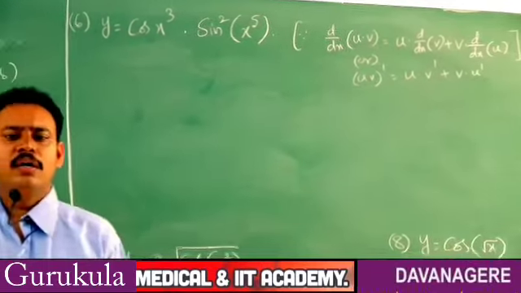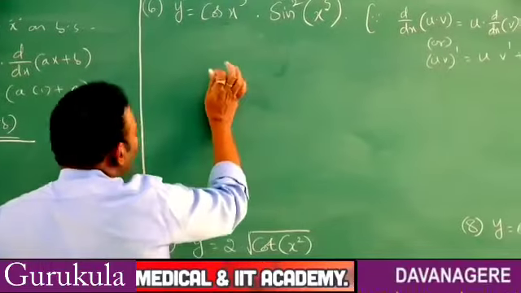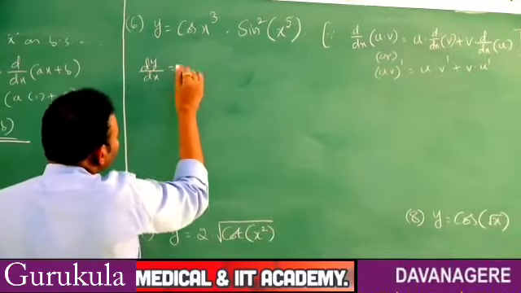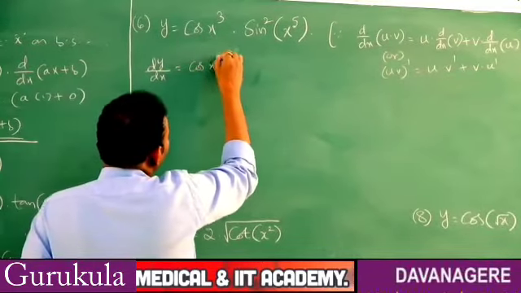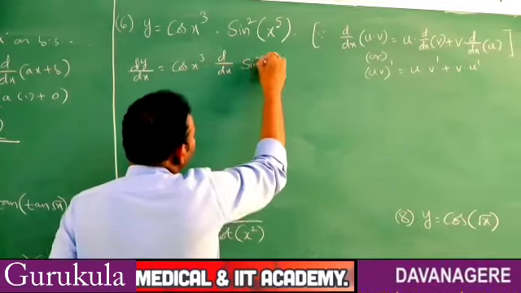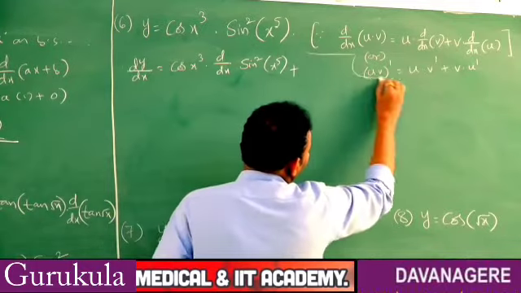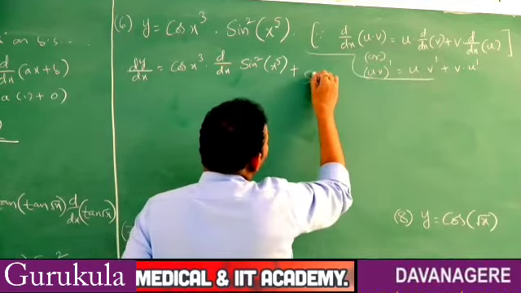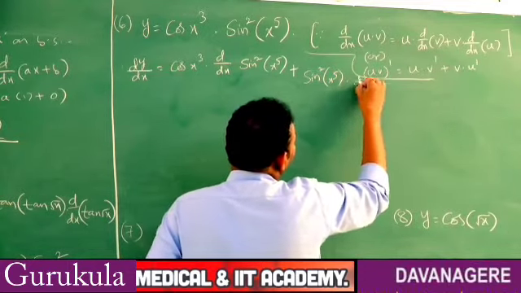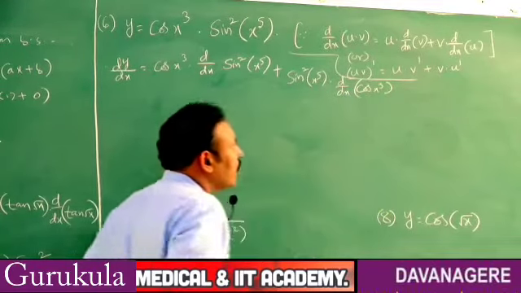Chain rule in differentiation. Okay, for the product rule, dy by dx is equal to first function into the derivative of the second function. Sine square x to the power of 5 plus, students, here sine square x to the power of 5, we write here d by dx of cos x cube, you can write.